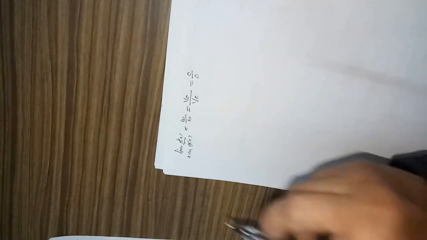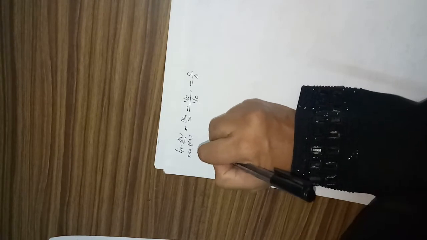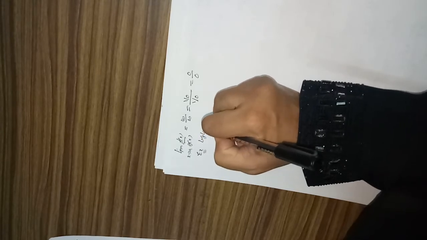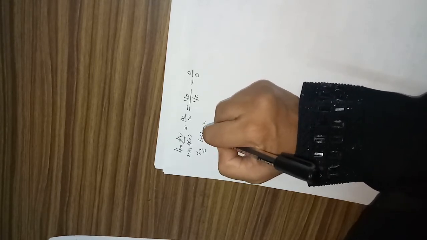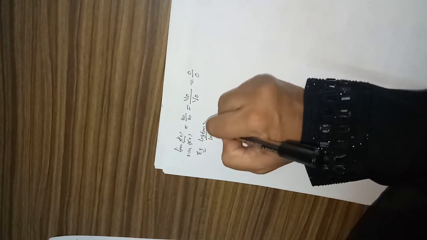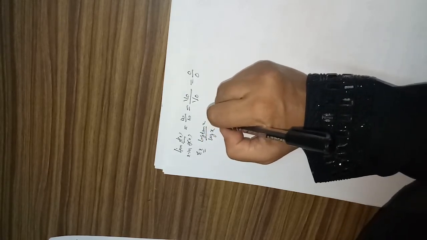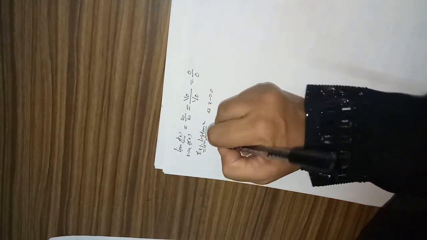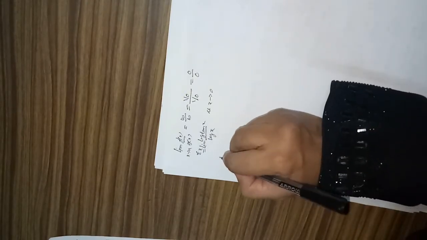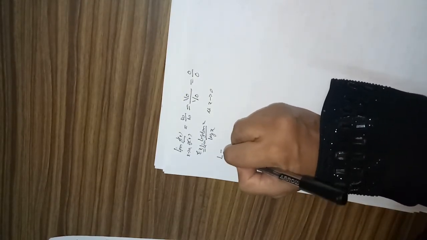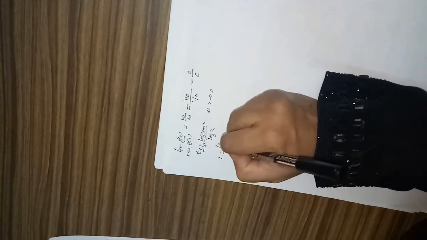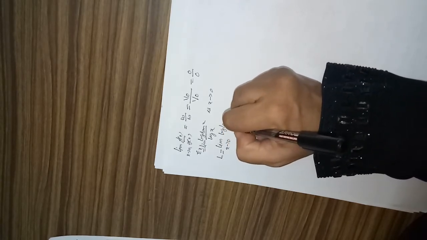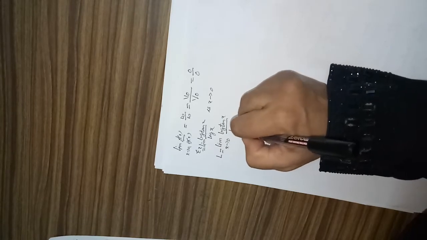I'll take an example: log of tan x by log x. We shall be finding its limit as x tends to 0. Say I am denoting this limit by L. L is equal to limit as x tends to 0 of log of tan x by log x.